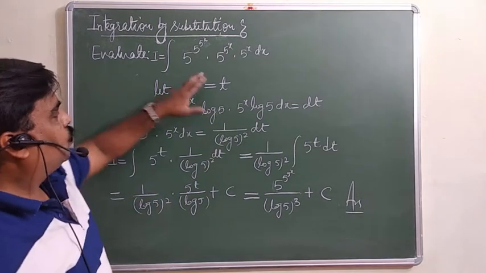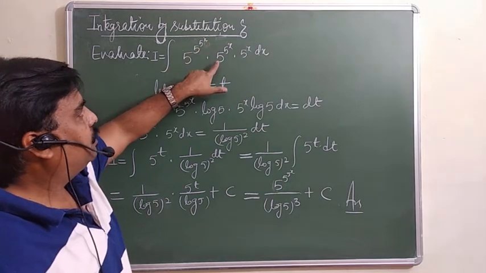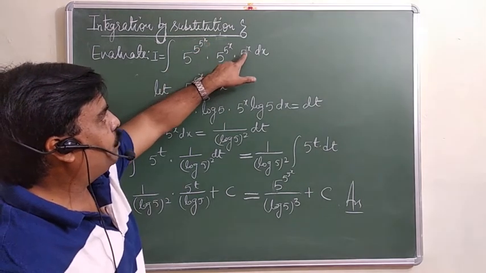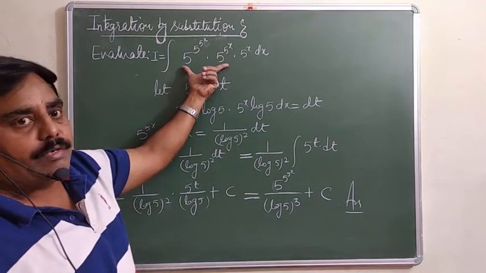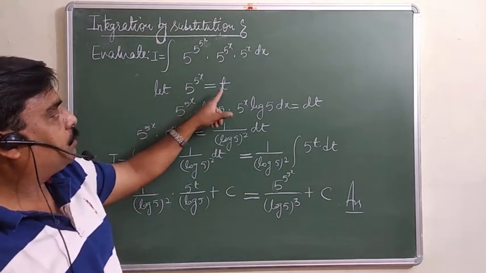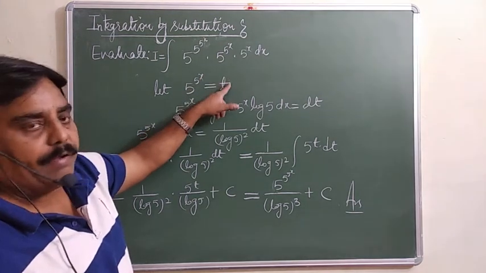Now the question is: the integral of 5 raised to power 5 raised to power 5 raised to power x, into 5 raised to power x, into 5 raised to power x, dx. You have to find the antiderivative of this. So here we will apply the substitution method. What we will do? 5 raised to power 5 raised to power x, we will assume t.